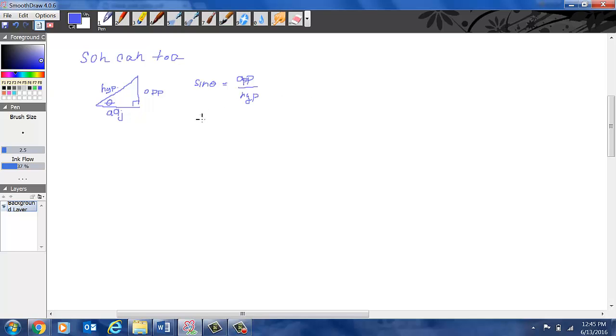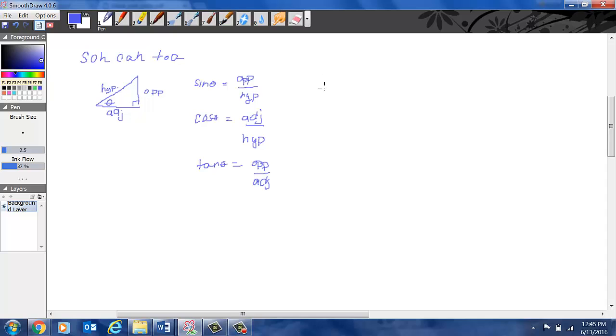And we define cosine theta as the adjacent side over the hypotenuse. And then tangent is opposite over adjacent.